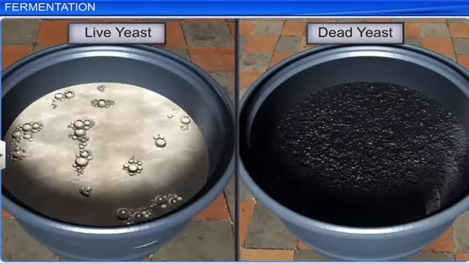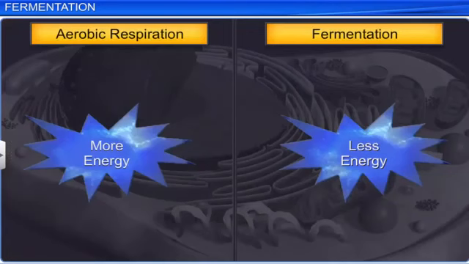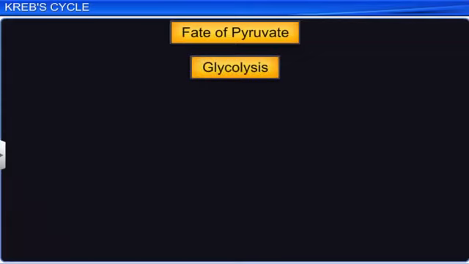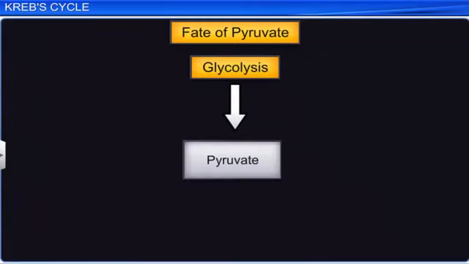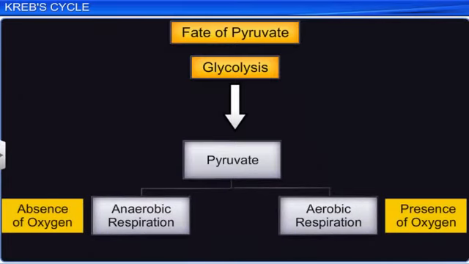In fact, yeast is poisoned to death when the concentration of alcohol reaches 14%. Thus, we can conclude that fermentation releases less energy than the process followed in the presence of oxygen. You know that glycolysis results in pyruvate. Based on the availability of oxygen, pyruvate either undergoes anaerobic or aerobic respiration.